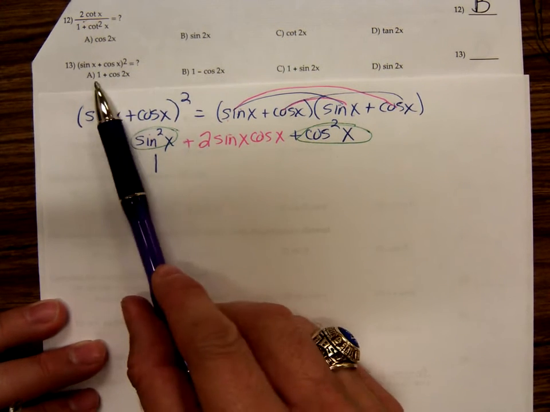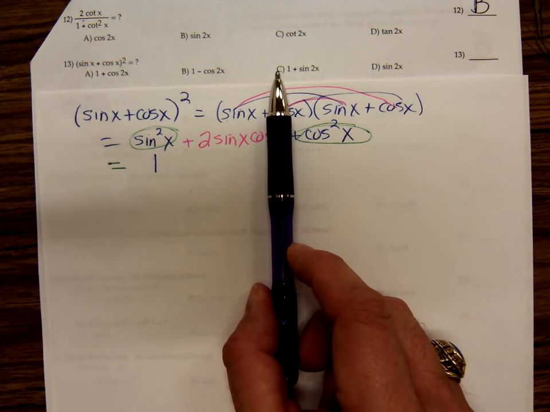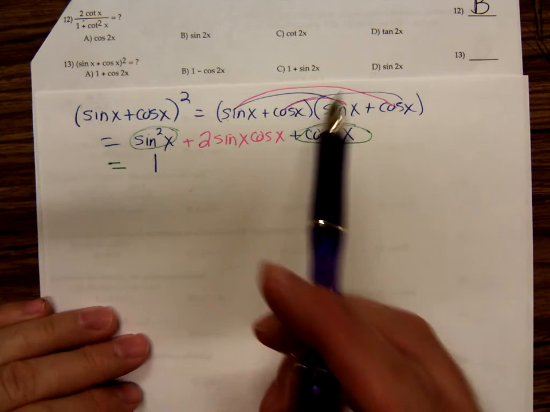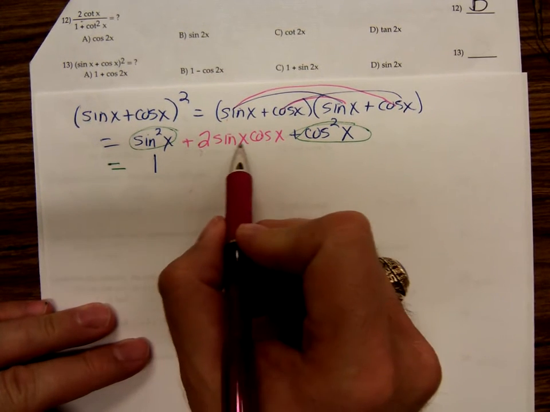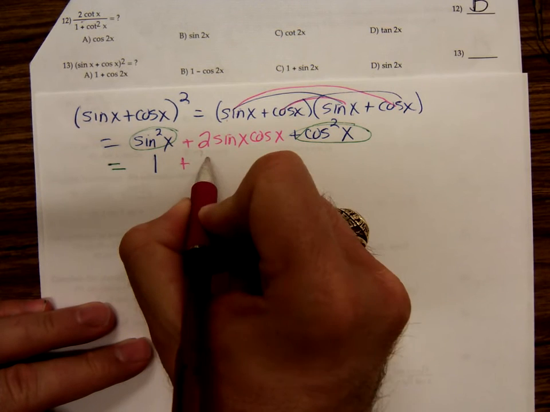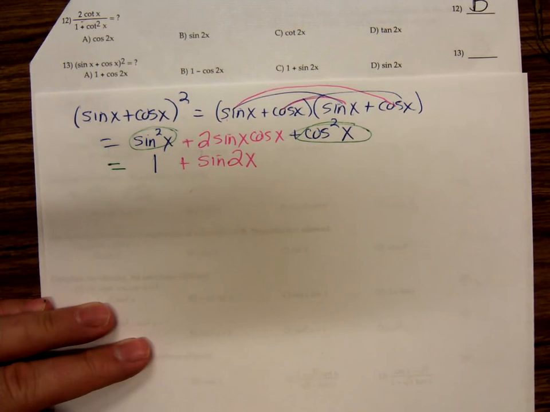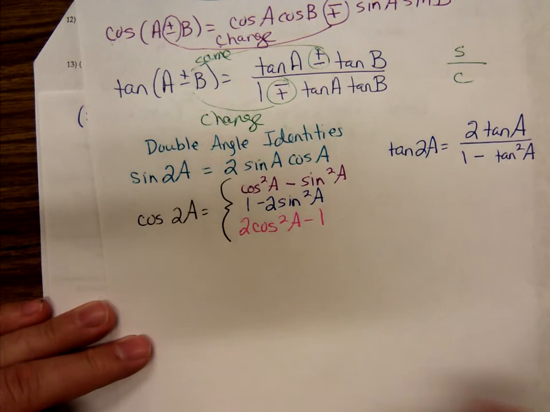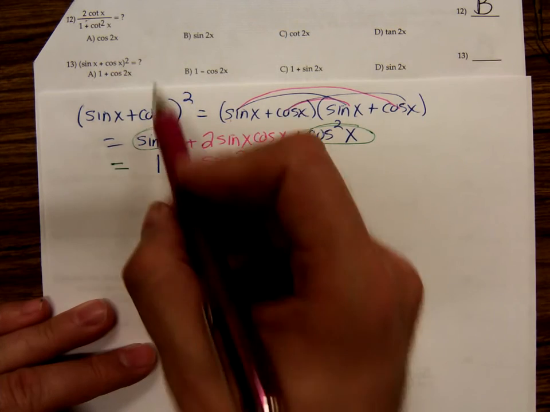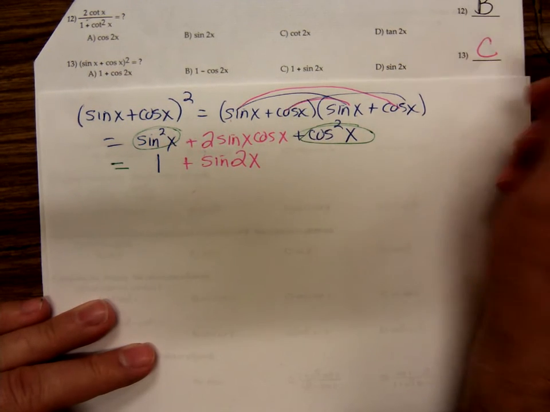And so since 3 of the answer choices had a 1 to get started with, I feel pretty confident. And what about this? Oh, what just fell? This 2 sine x cosine x, is that the double angle identity for sine again? The one we just finished using? Sine 2x, 2 sine x cosine x. So 1 plus sine 2x, that is C.